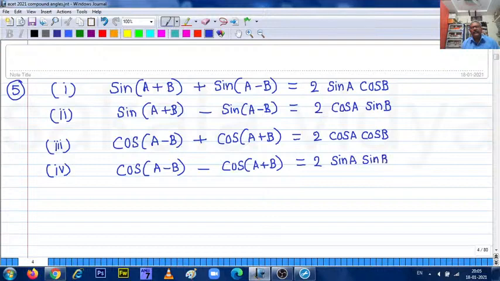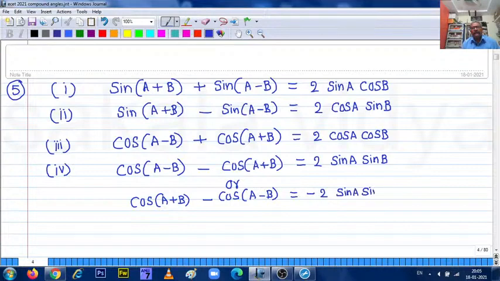So my dear children, you remember, if you want to write like this, cos of A plus B minus cos of A minus B, here you will get a negative sign: negative 2 sin A sin B. But if you want to get positive, then cos of A plus B should be subtracted from cos of A minus B. Or else you can use this formula also.